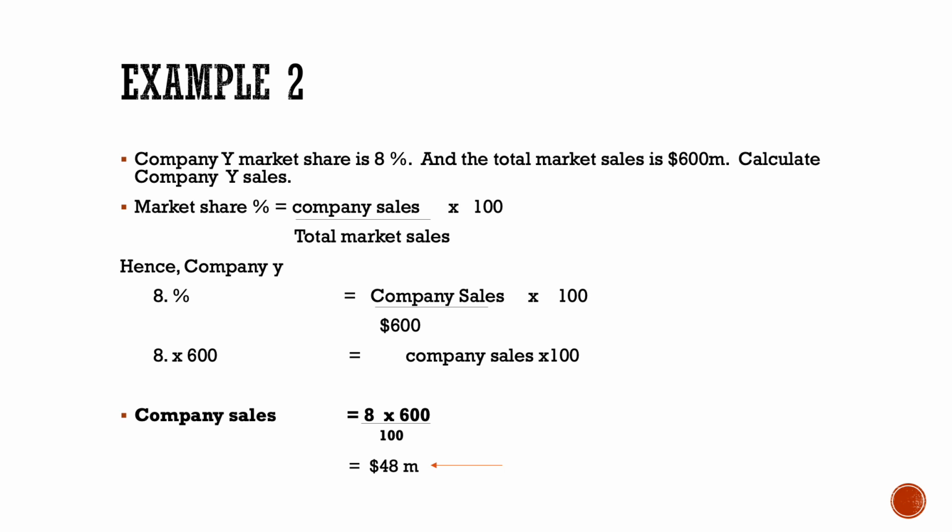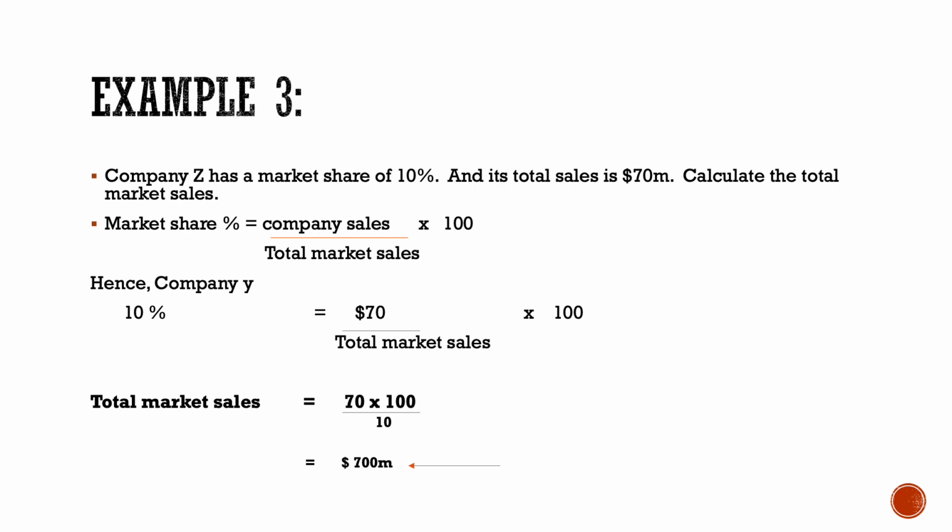So this is a mathematical equation. Therefore, the company's sales is 8 multiplied by 600 divided by 100. The answer is $48 million. Therefore, company Y's sales is $48 million.